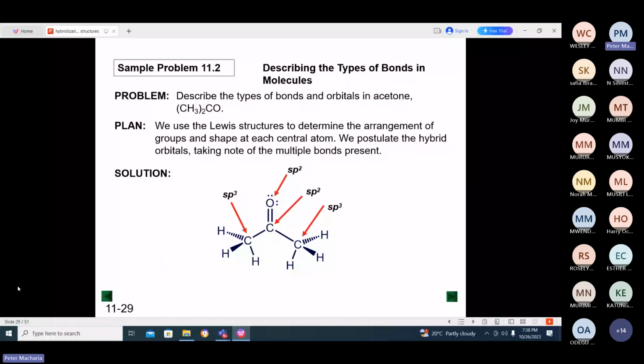So now you can have a molecule where different atoms of the same type have different types of hybridization. For example, in a molecule like propanone, or what you call acetone, the terminal carbons are sp3 hybridized, their angles are 109.5 degrees, and the shape is tetrahedral. But the middle carbon is sp2 hybridized, different from the others, and the angles are 120 degrees, and the shape around that middle carbon is trigonal planar.